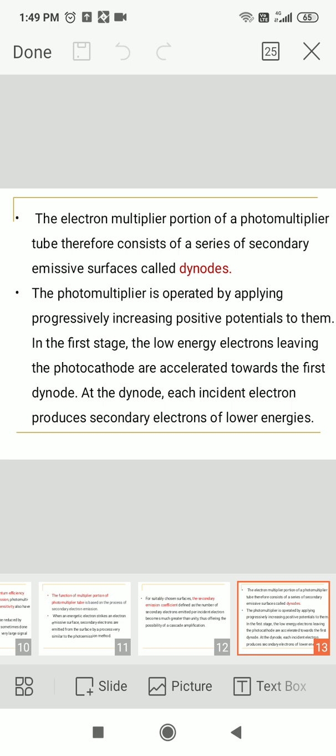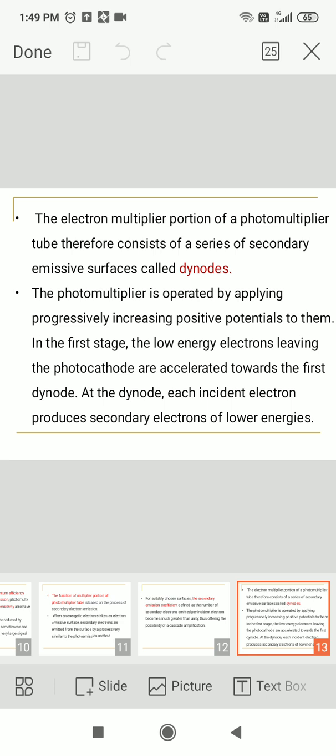The electron multiplier portion of a photomultiplier tube therefore consists of a series of secondary emissive surfaces called dynodes. The photomultiplier is operated by applying progressively increasing positive potentials to them. In the first stage, the lower energy electrons leaving the photocathode are accelerated towards the first dynode.